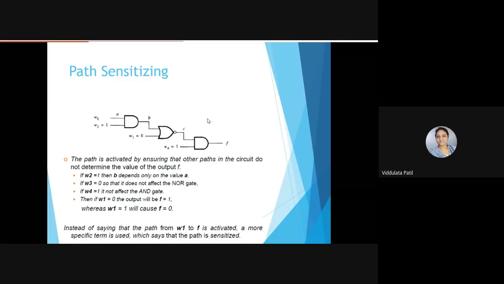Now suppose we have W1 equal to 0. What will be the output in a good condition, if there is no fault in the circuitry? So if W2 is equal to 1, W3 is equal to 0, W4 is equal to 1, and we have kept W1 equal to 0. So without fault, what will be F?